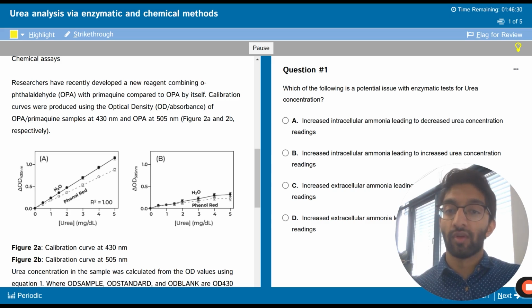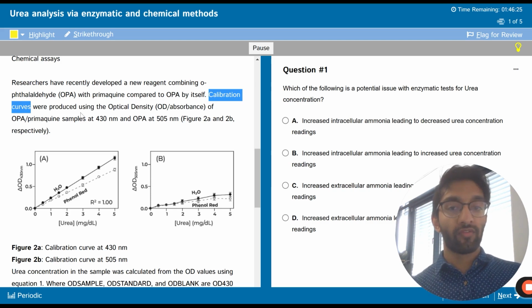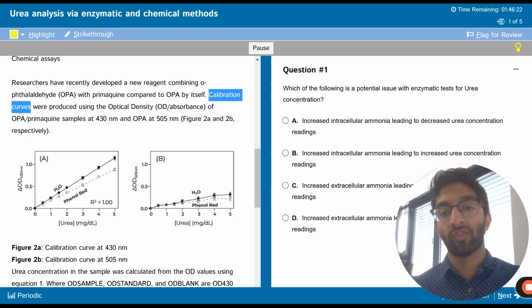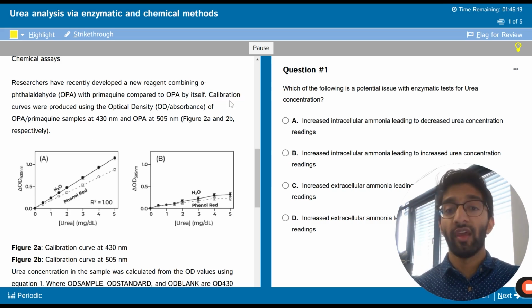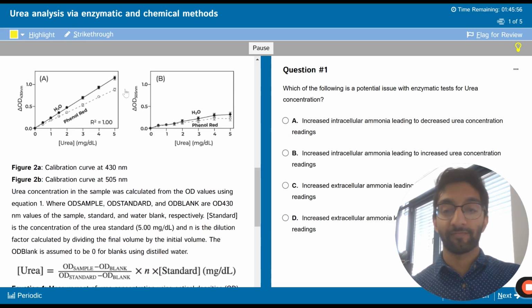Okay, so then they looked at calibration curves. These are a specific type of figure that you should be familiar with, especially when it comes to Phys. In the Phys section, you see these a lot when it comes to absorbance. In this case, we are looking at something called optical density, which is just another way to say absorbance. And we're looking at OPA primaquine versus OPA, at 430 versus 505. And that's made quite clear in the figure. Okay, so let's see what we can get out of this figure.